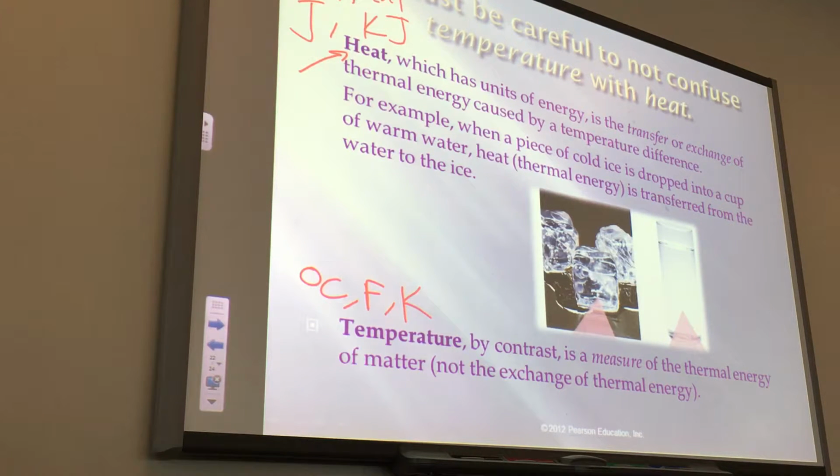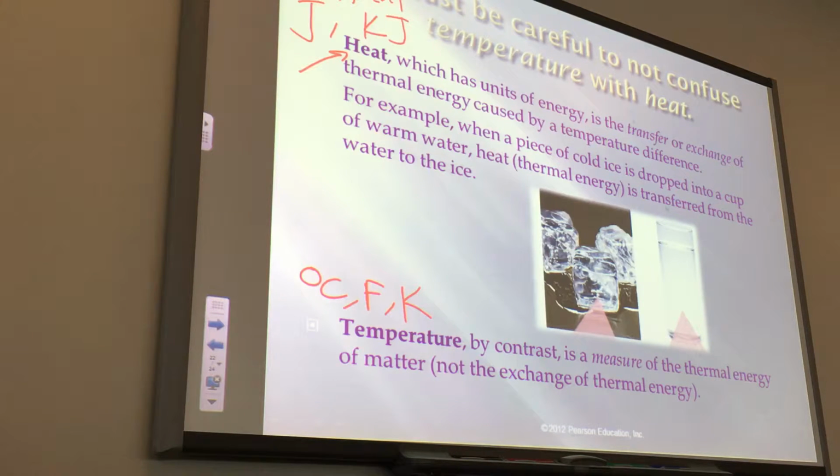So what's happening in the water when you put the ice in there is that the ice is taking heat from the water because the water is warmer. So therefore, because the water had heat taken from it, its molecules start to move slower, and that translates into a lower temperature.